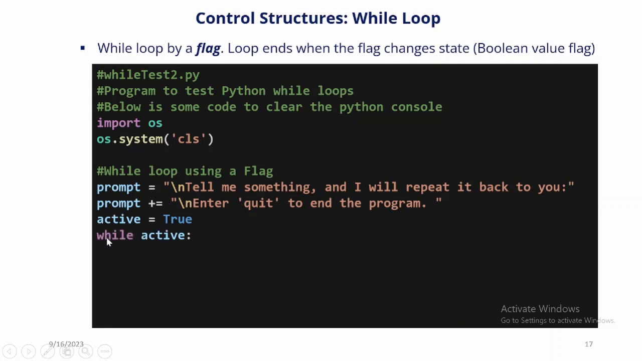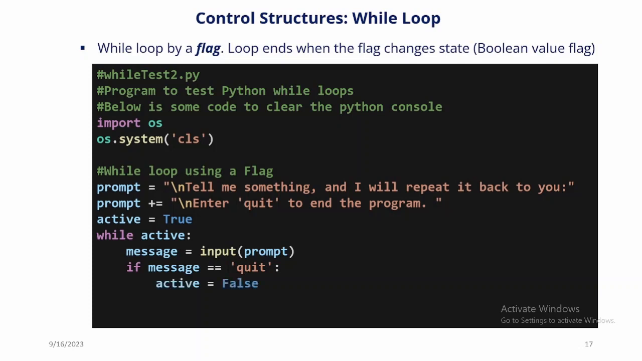We can just say while active. This active is the flag now. When the flag changes to false, then we know that we should get out of the loop. So how do we do that? We say message is equal to input prompt. If message equals quit, we want to change the flag: active equals False. Otherwise, print message.